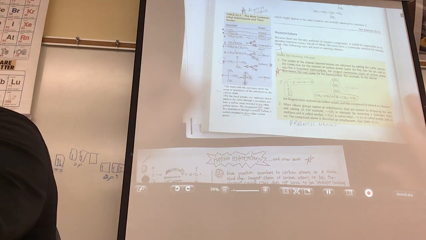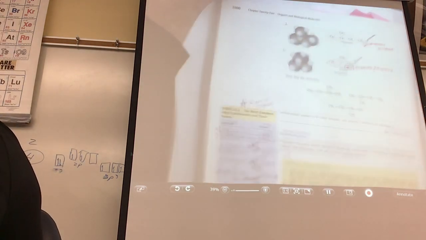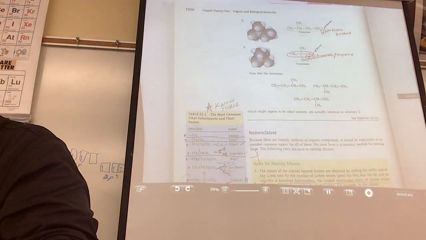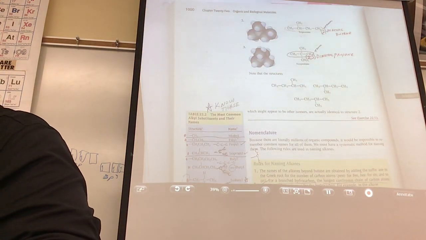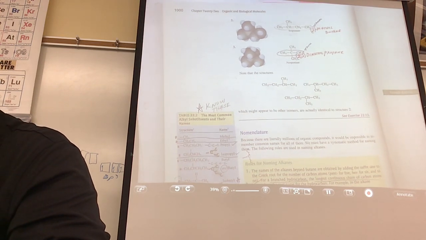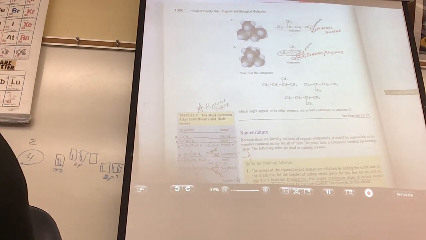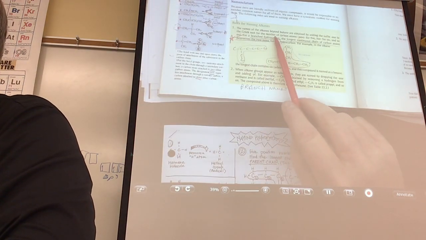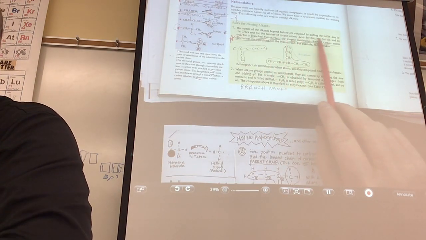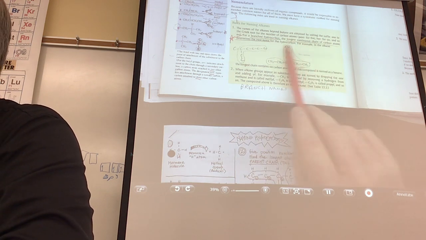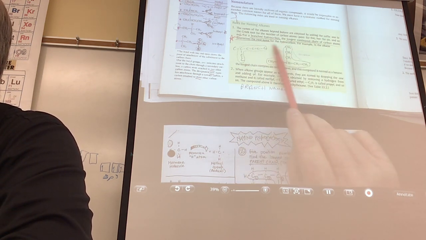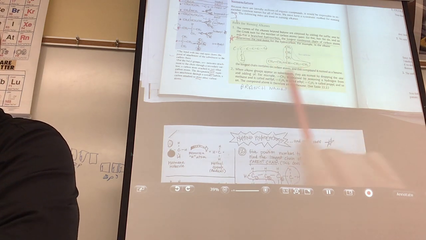Okay, so now we have some names. Let's go to the book. The names of alkanes beyond butane are obtained by adding the suffix -ane. We already know that. Find the longest continuous chain of carbon atoms to determine the root name. And so if you take a look at this one, you can.